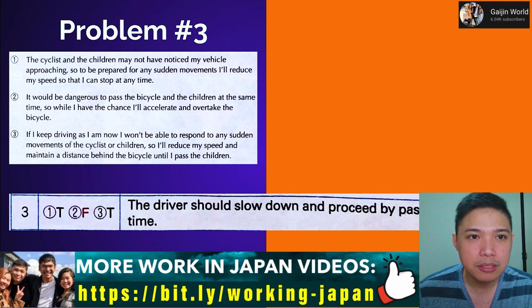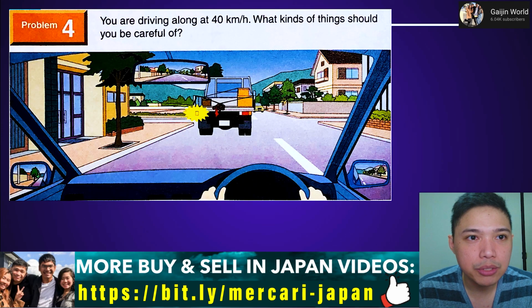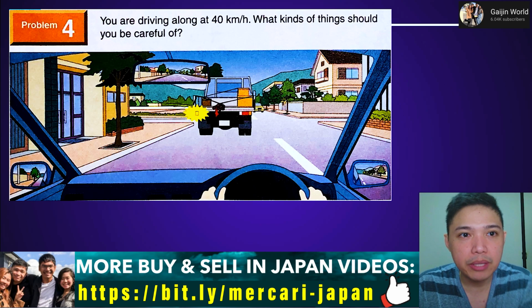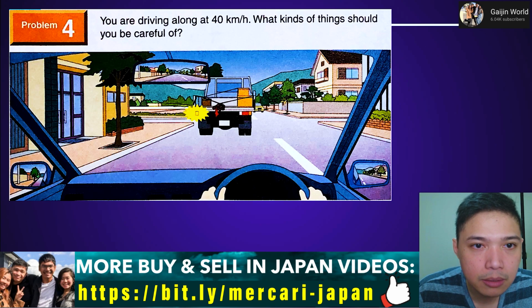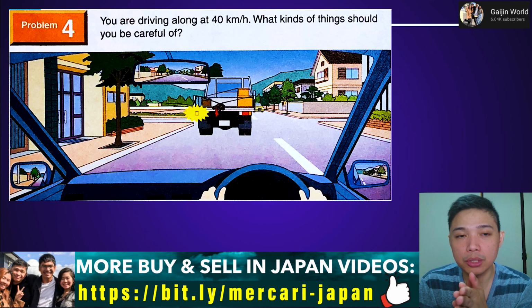Let's answer the next question. Here's the next question. You are driving along at 40 kilometers per hour. What kinds of things should you be careful of? Let's first analyze the picture. In front of me, there's a truck, and on the intersection, he's going to turn left.